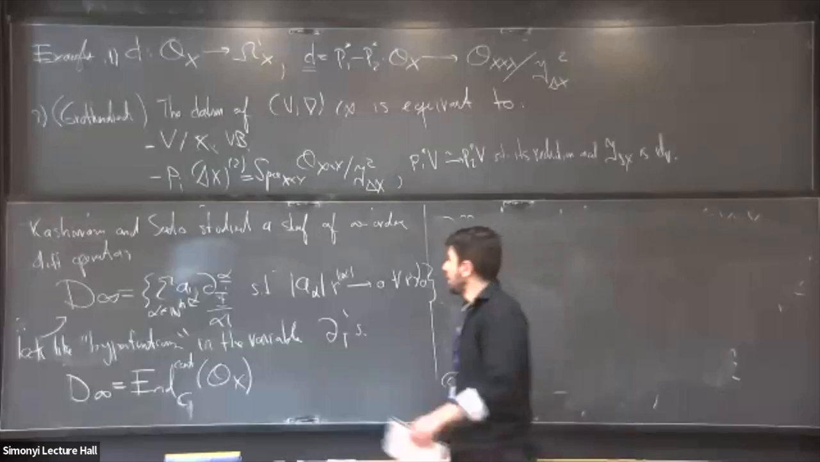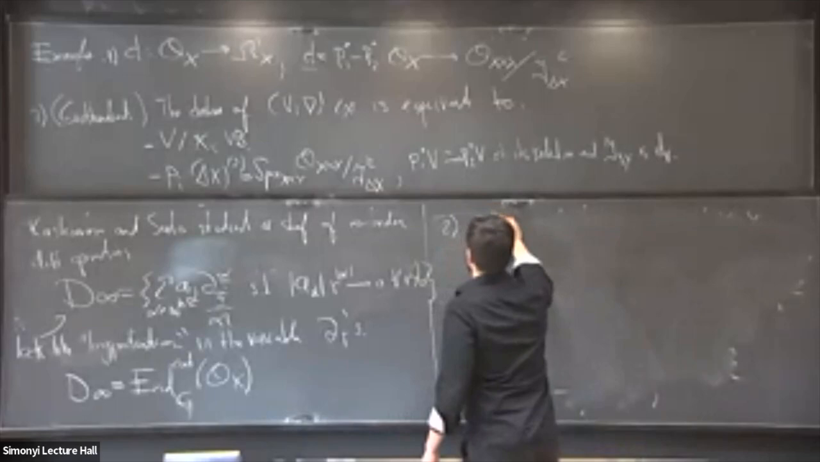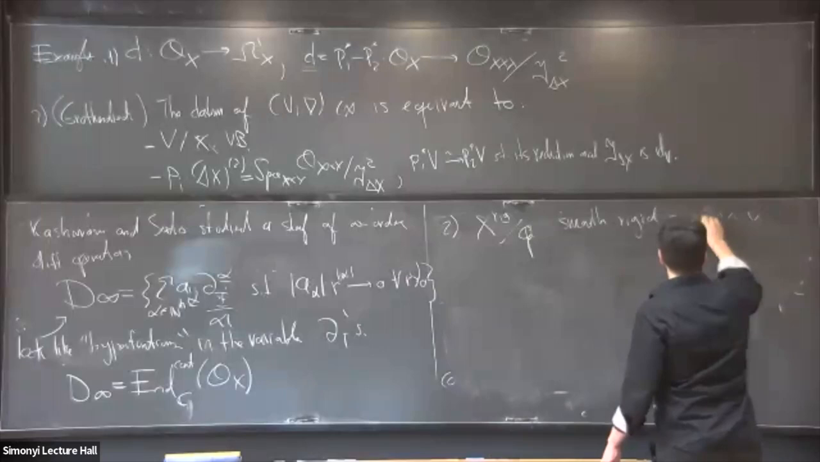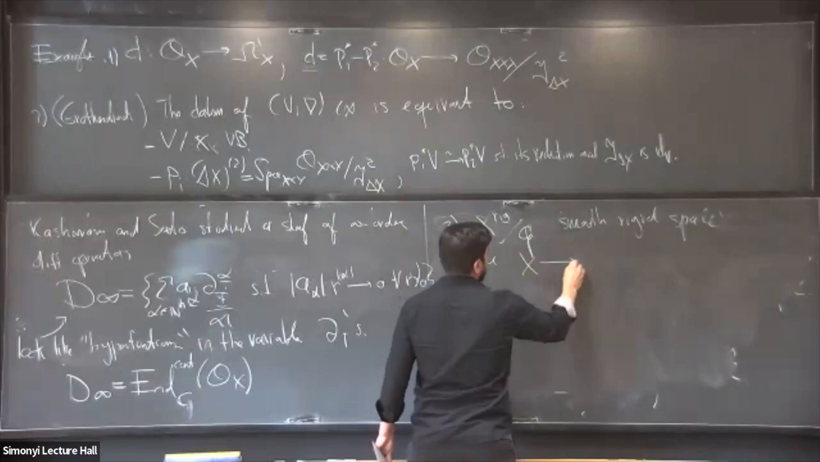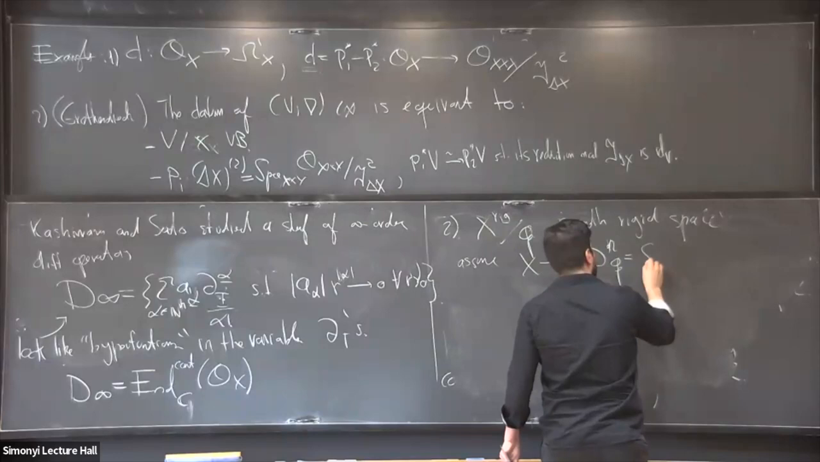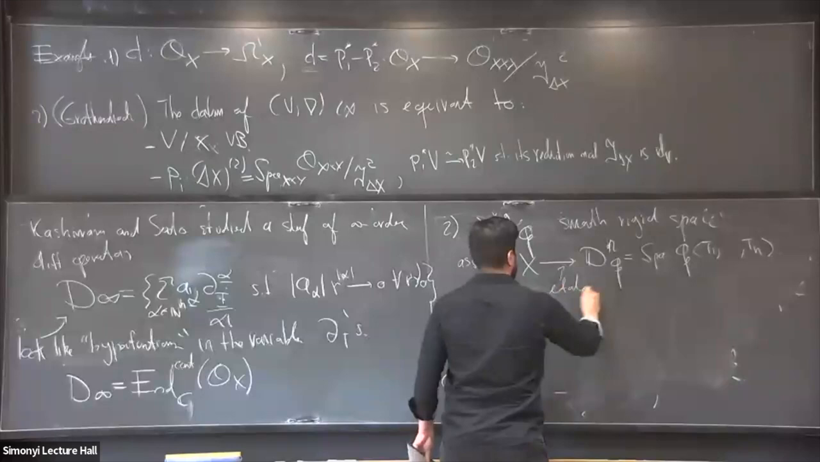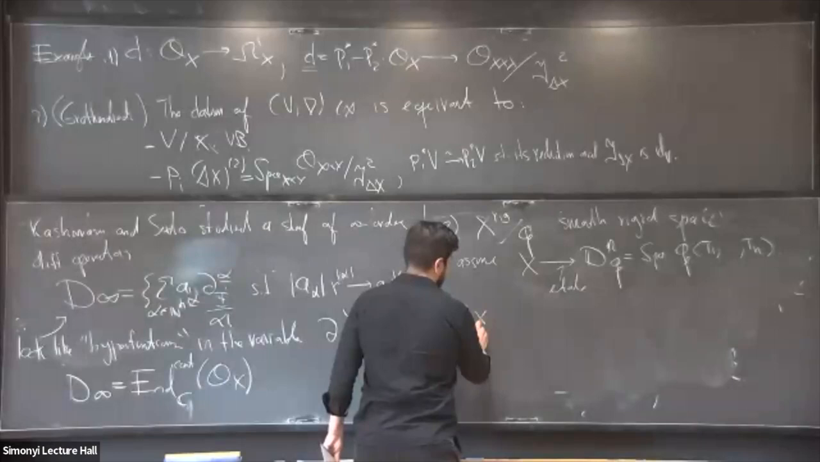So a second example. Let me now take some smooth real space, let's say over Qp, and let me assume for simplicity that I have a map towards a disk. So basically, I'm in the same setup here, but we have coordinates. So again, you can construct the sheaf of differential operators, the algebraic one. It's just the same thing.